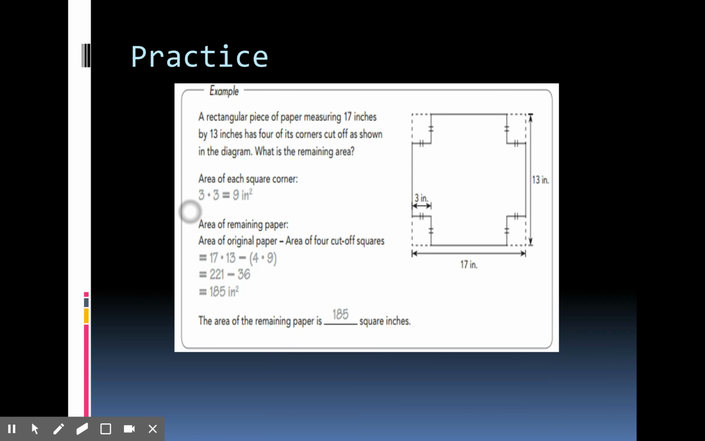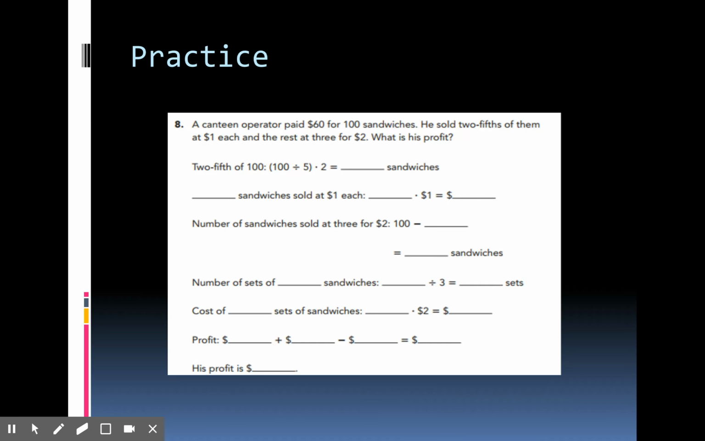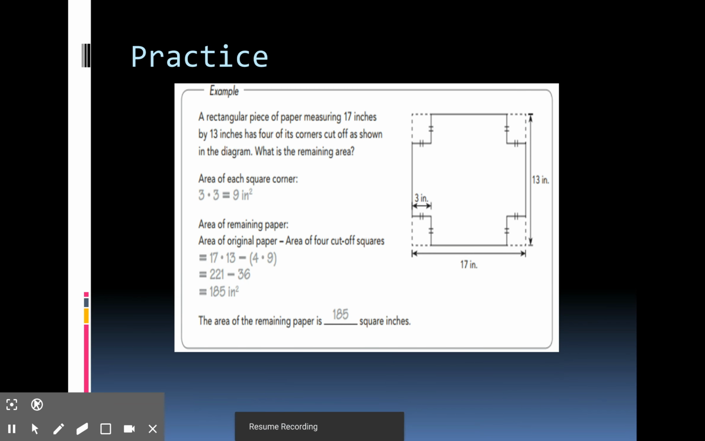So they show you here that they calculated the area of the corner cut off. So they're just using order of operations here. First, they found the area of what the paper would have been. 17 times 13 is how they'd find the area without the corners cut off. And then they're subtracting the area of one of the squares times 4, since there's 4 of them.